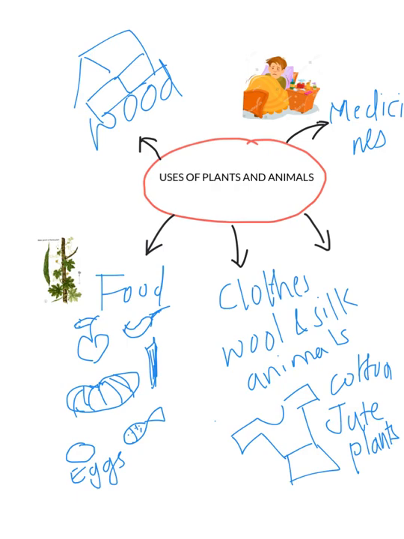Once again, let's summarize. Uses of plants and animals. We get food, clothes, wood, medicines, and many more things from plants and animals.